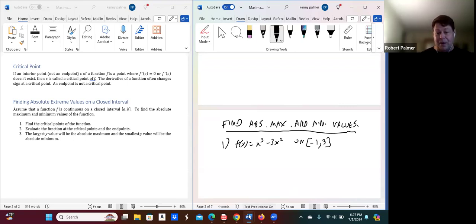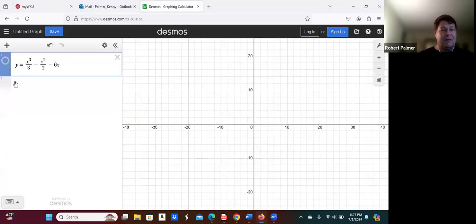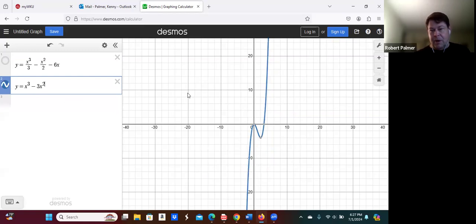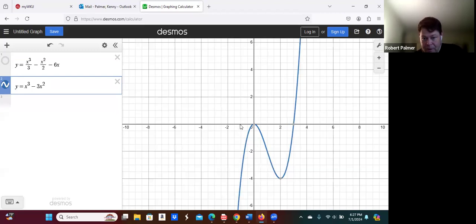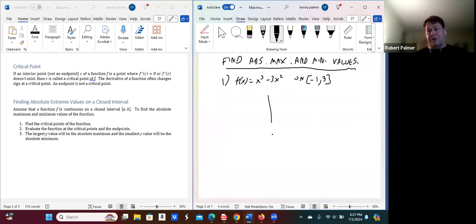Let's actually graph this as well. I'm going to turn this one off, and then this time graph y equals x cubed minus 3x squared. Once again, on the interval from -1 to 3. So -1 is right here and 3 is right here. So we get an idea what that looks like. Right here is -1, here's 3. So our function looks something like this.